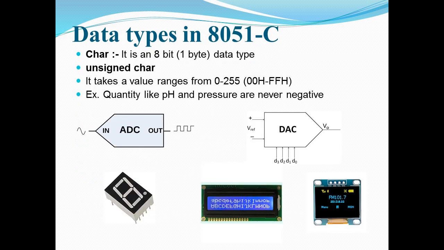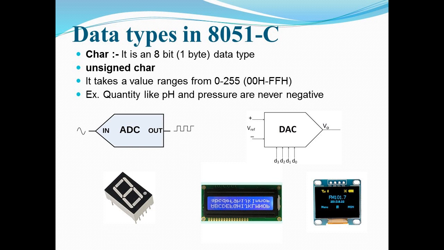Now let us see the data types in detail one by one. First of all, we are going to look at char, which is an 8-bit data type. It has two types: one is called unsigned char and the next one is called signed char. Let us look at the unsigned char first. Unsigned char is 8-bit data and it ranges from 0 to 255.